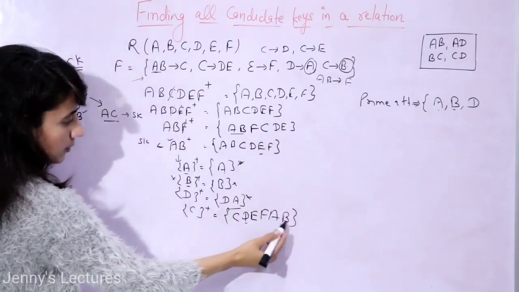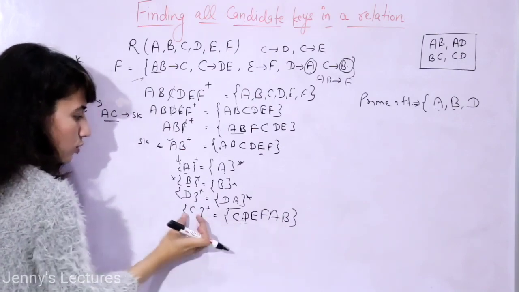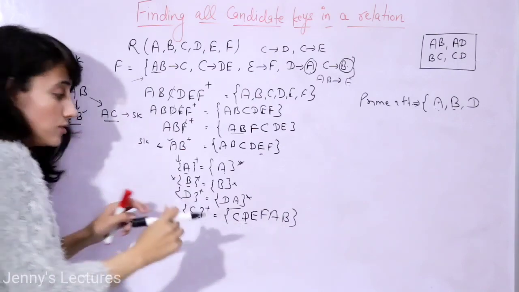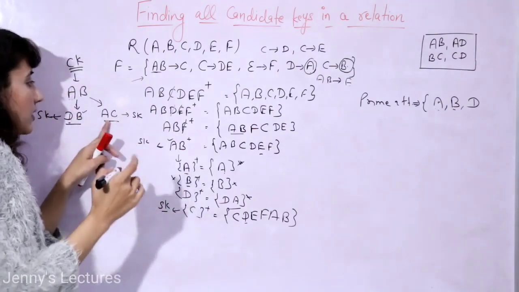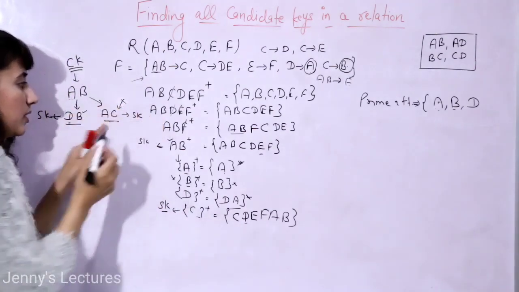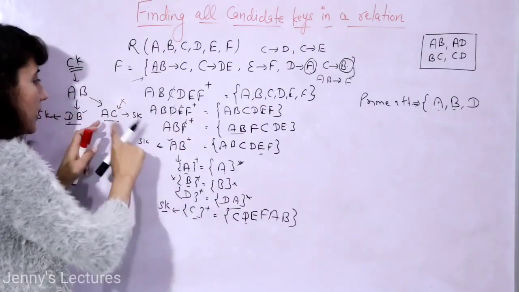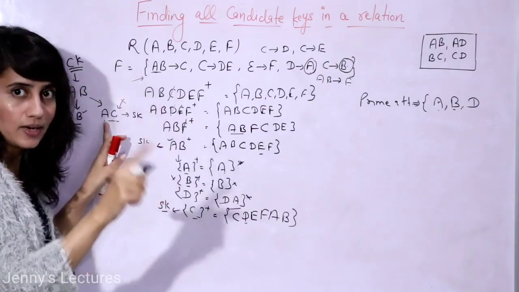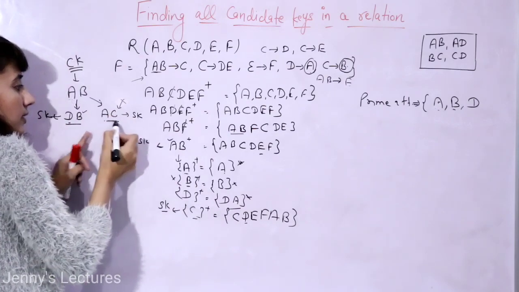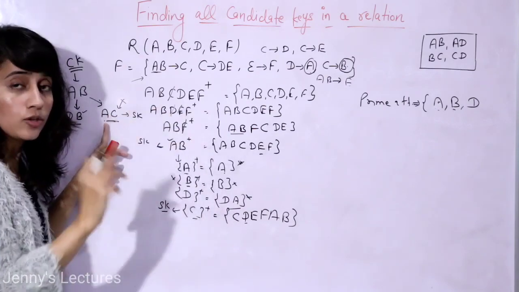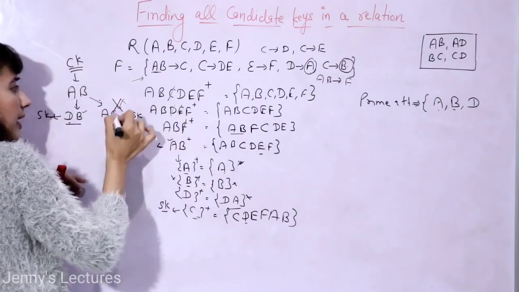Now A, B, C, D, E, F. All the attributes are there in the closure of C. So now C is a super key. We cannot say that AC is a candidate key, because a proper subset of AC is C, and C is a super key. So AC is not a candidate key. That is why I was saying that after replacing directly we cannot say that it would be a candidate key. You need to verify it. So AC is not a candidate key.